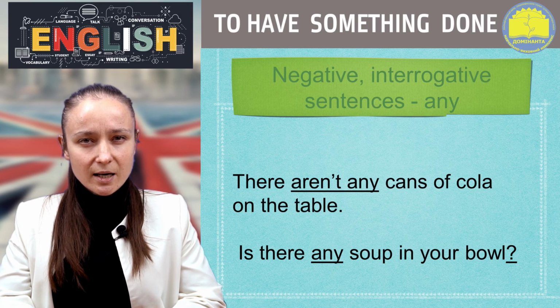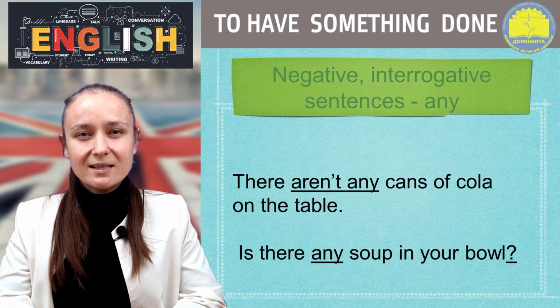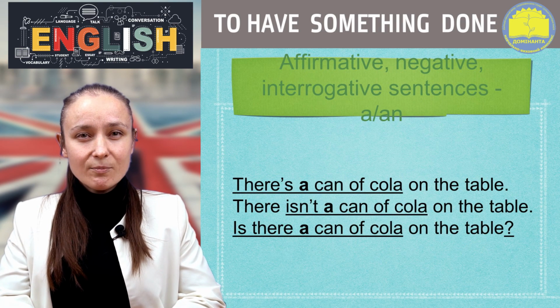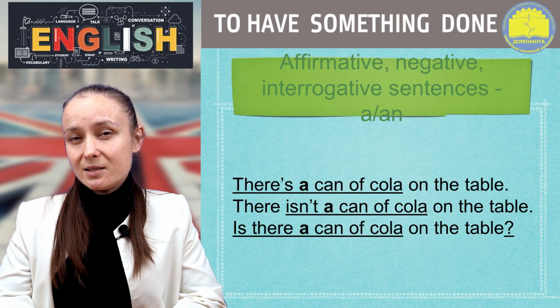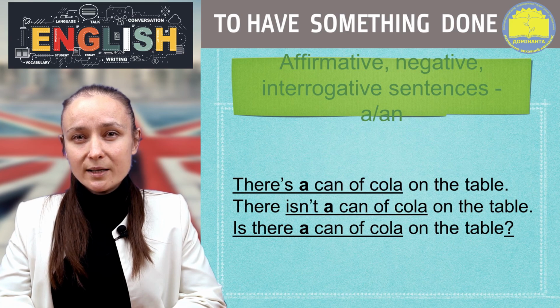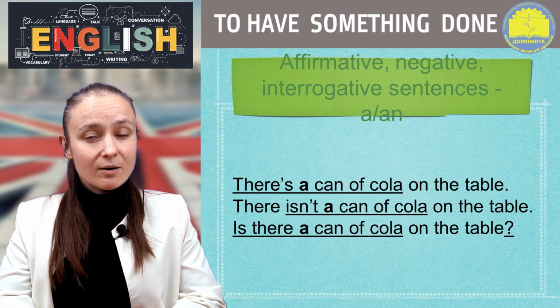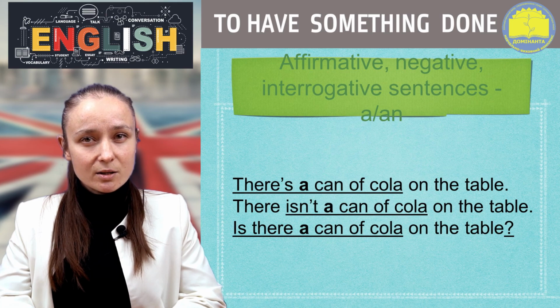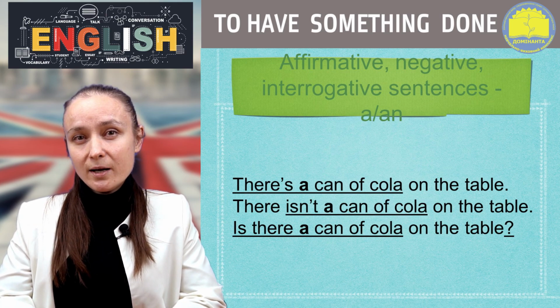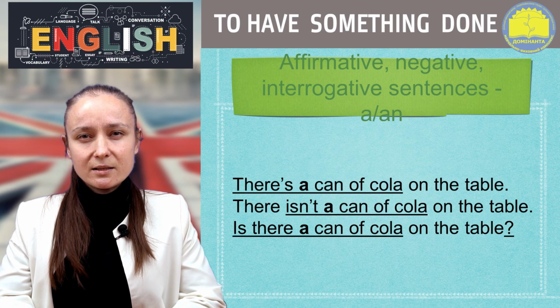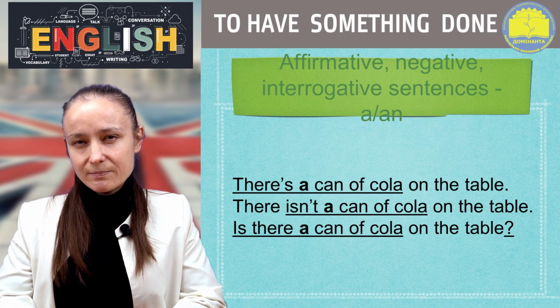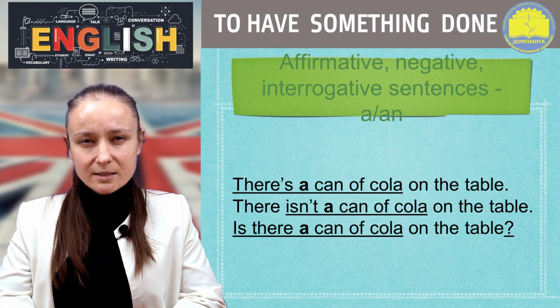We use articles a or an with singular, countable nouns in affirmative, negative and interrogative sentences. For example, an affirmative form: there's a can of cola on the table. A negative one: there isn't a can of cola on the table. And an interrogative form: is there a can of cola on the table? As you can see, we use the article a in all sentences. Let's do an exercise to practice.